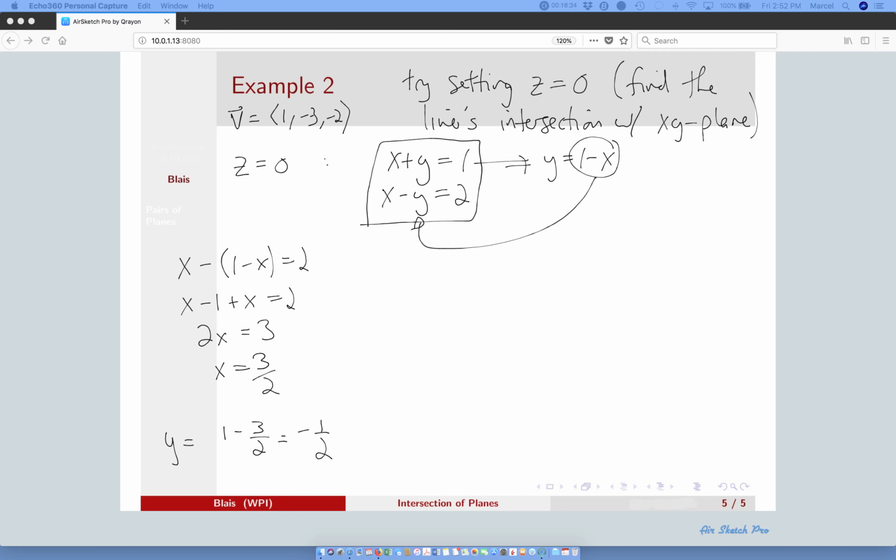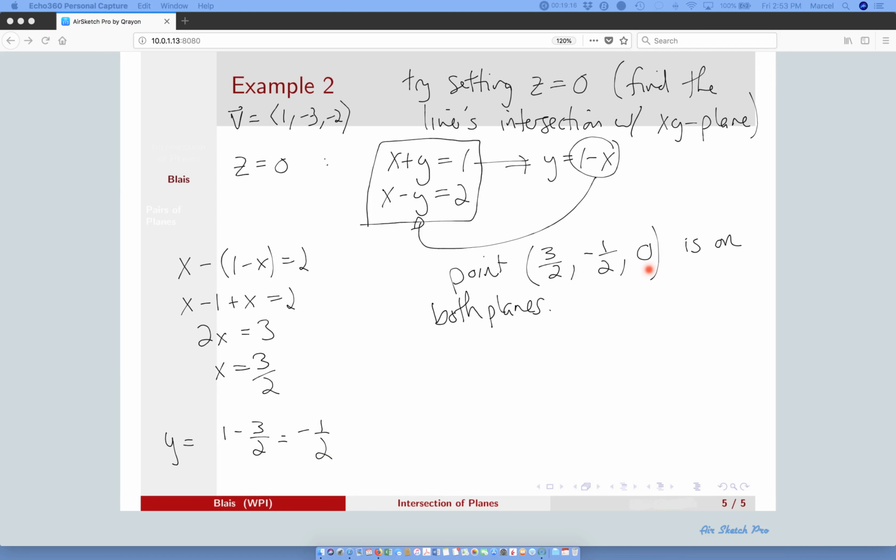So this means the point x equals 3 halves, y equals minus 1 half, and remember we started with z equals 0, is on both planes. We found this in such a way, algebraically, that it satisfied both plane equations. So just to recap, we set z equals 0. That said, let's check in the xy plane. When z equals 0, these two equations were what our plane equations reduced to. And we solved those simultaneously, giving us x equals 3 halves and y equals minus 1 half.